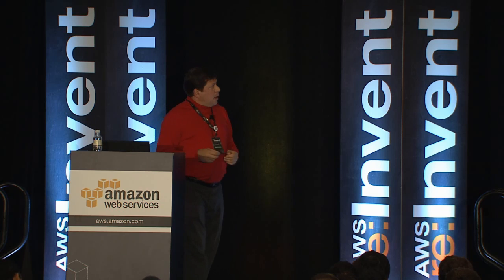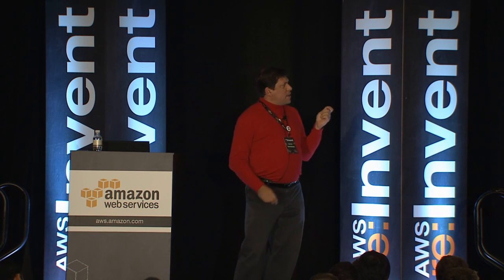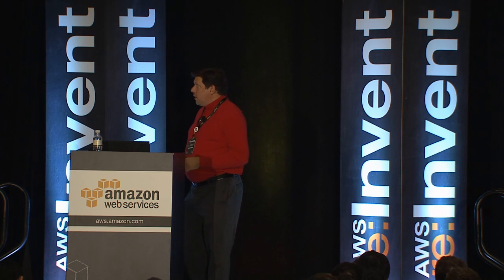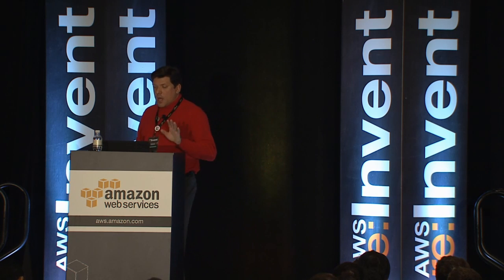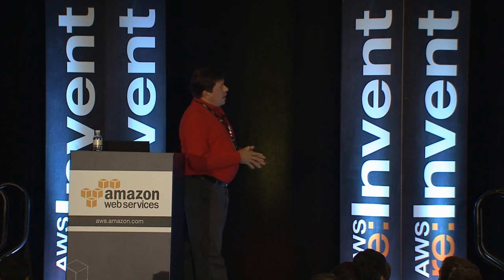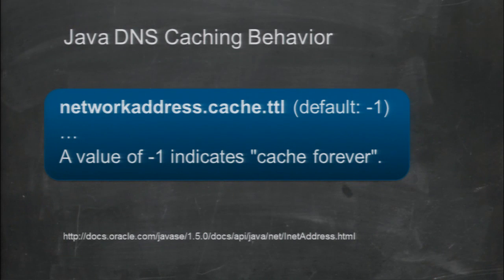And then the other point is, S3 has a service SLA. We have an availability SLA, but we don't have an SLA on our IP addresses. So it's really important to remember that. And the reason I bring this up is that Java, in particular, is really bad about this. They have this caching behavior, and there's a system property called networkaddress.cache.ttl.